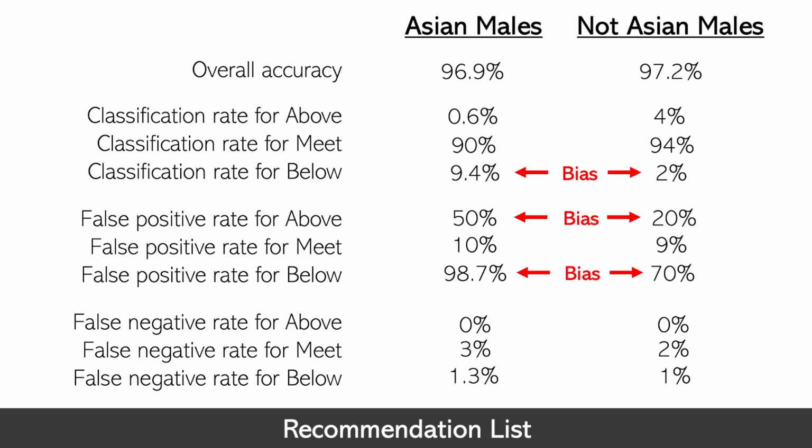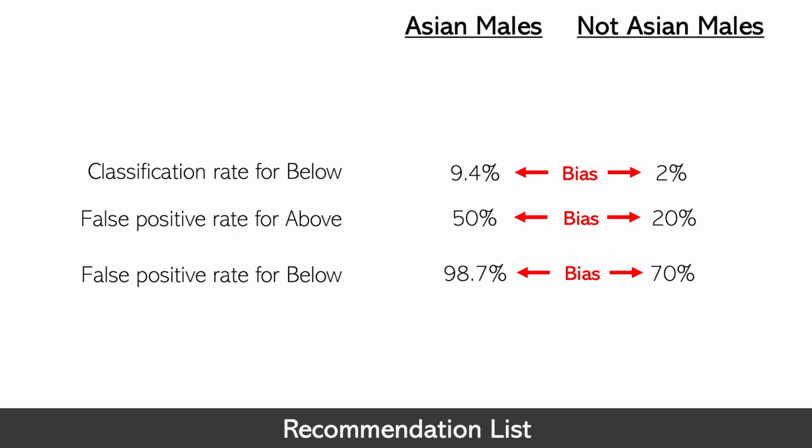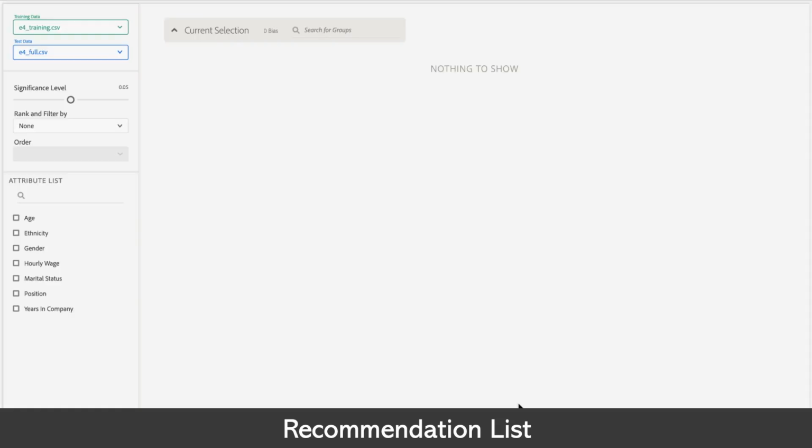Another way of presenting the automatically detected biases is to use a recommendation list. A recommendation list simply shows the measures that indicate potential biases in a list, but it provides an option to look at all other performance measures. So here's the prototype that uses a recommendation list.